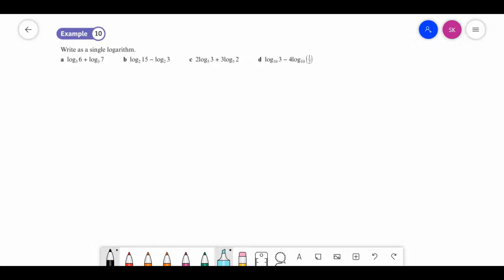Okay, so question A. We can see that the bases are the same and the logs are being added. So we are going to use the multiplication law. So those two combined are the same as 6 times 7, which is equal to log base 3 of 42. Don't need to write the brackets, but you can do if you want. So obviously, if you got that right, give it a tick.